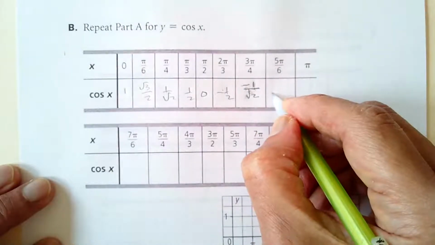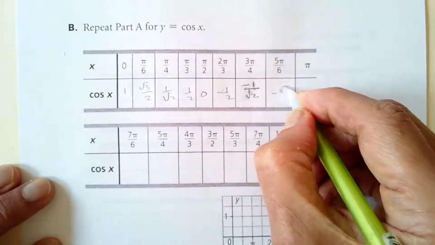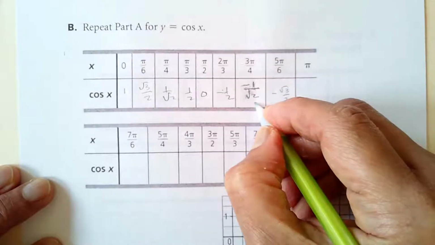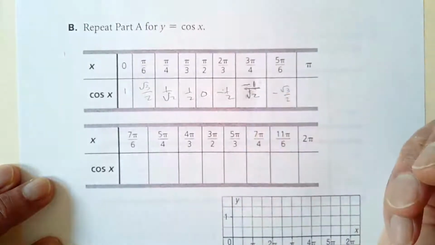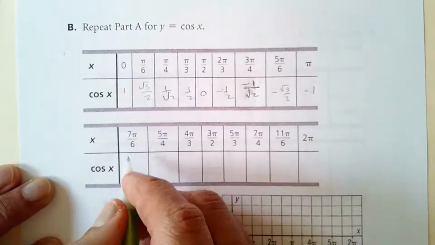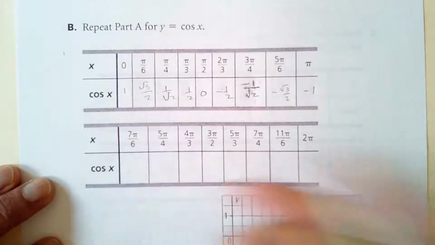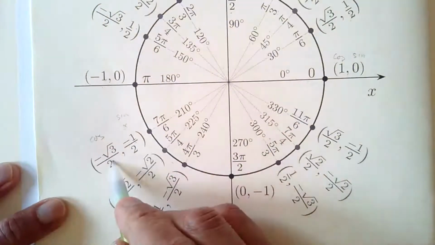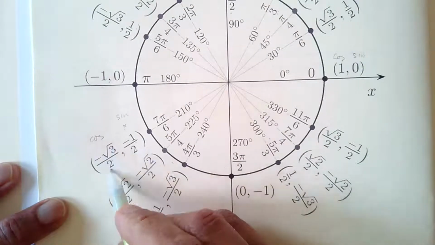And 5 pi over 6 is negative root 3 over 2. By the way, this could also be root 2 over 2. Sorry, root 2 over 2. Here, this is negative 1. And 7 pi over 6, just to make sure, 7 pi over 6 is negative root 3 over 2.